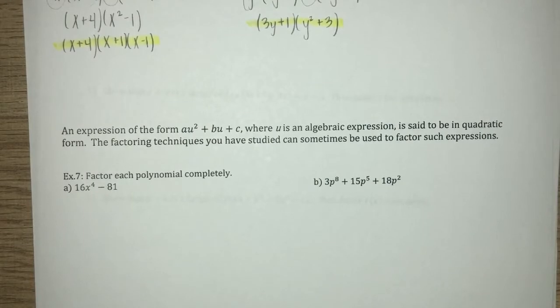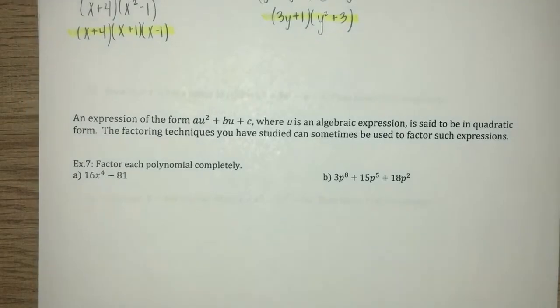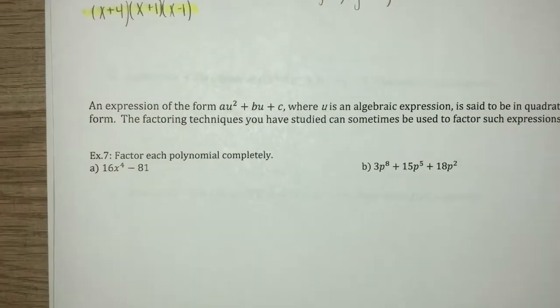Okay, so this next part: an expression in the form au squared plus bu plus c, where u is an algebraic expression, is said to be in quadratic form. The factoring techniques you have studied can sometimes be used to factor such expressions. So this is just getting into even higher powers at times and factoring them using the same strategies. So for 7a, it's 16x to the 4th minus 81.